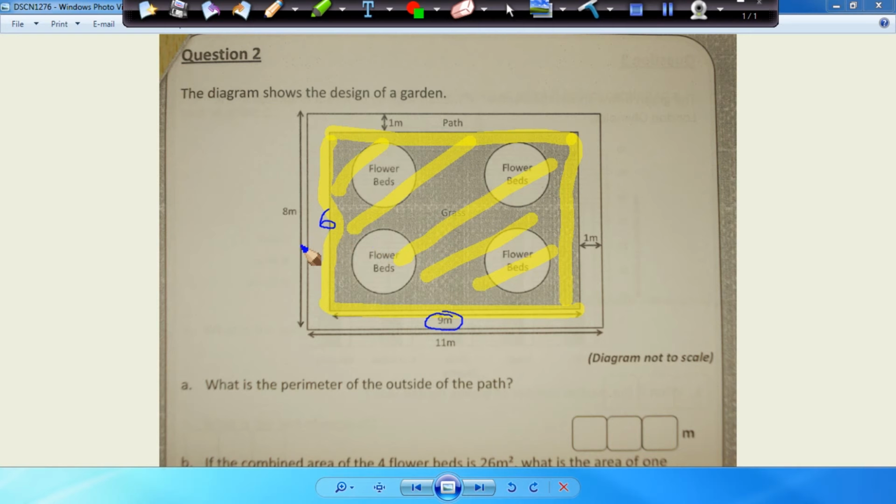So who managed to get the 6? Who managed to deduce that there was a 6 there? Free-handed, we managed to realize there's a 6.